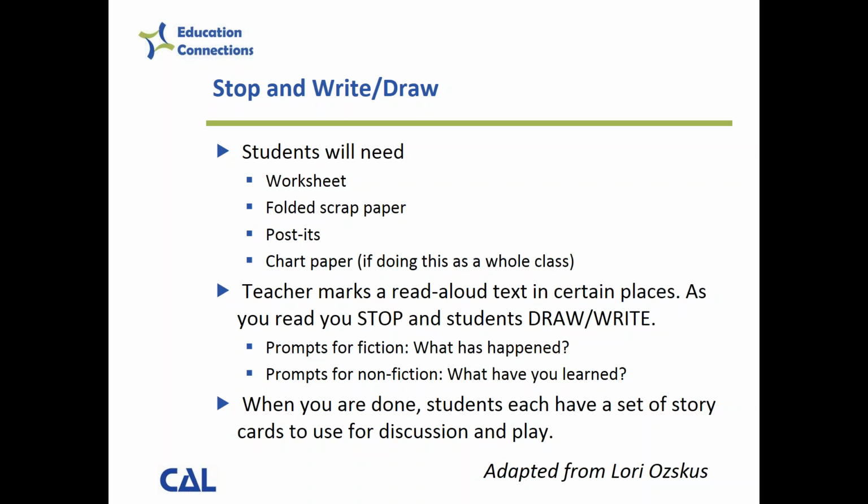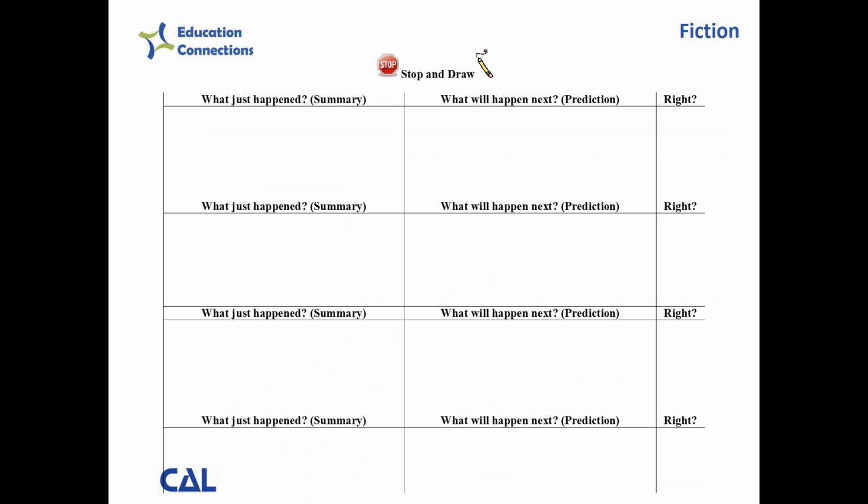And these are divided into 2 different ways. You can do it for fiction and nonfiction reading. So let's look next at the fiction graphic. Here we are actually concentrating on 2 skills: what happened, which is a summary, and what will happen next, which is a prediction. Both skills are extremely difficult for all students, but most particularly for the English learners. And then they have a chance to go back to see if they were right.